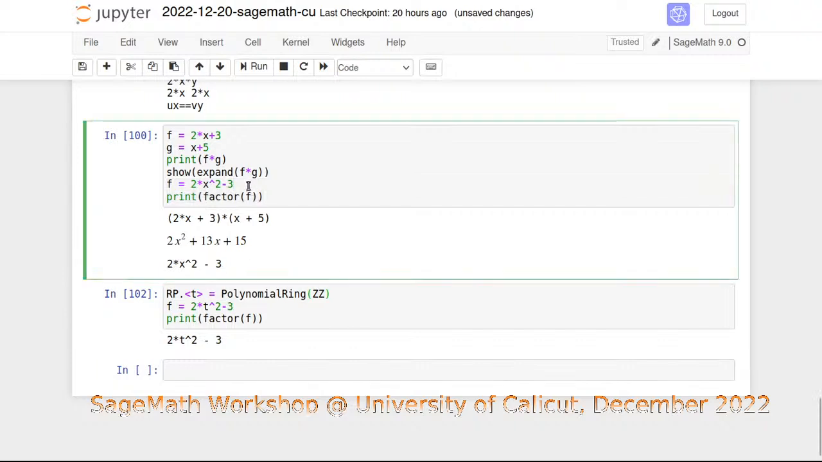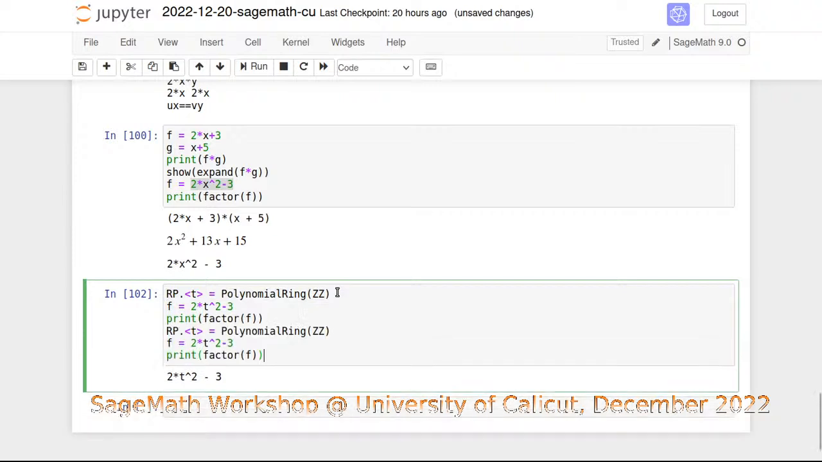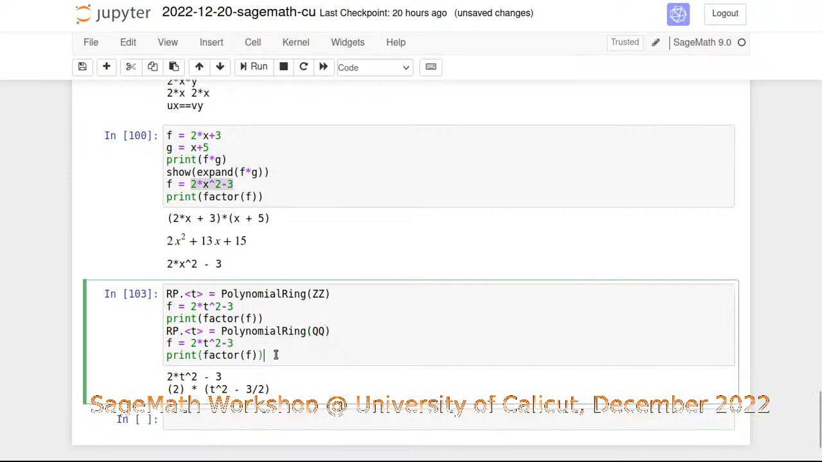So now you can probably guess why the 2x square minus 3 polynomial got factorization as 2x square minus 3 itself, because the coefficients were from the set of whole integers, therefore it assumed it to be a polynomial ring over Z. That's why we got a reply like this. But instead of that, here we changed it to QQ. Let us keep on modifying this example. Polynomial ring over QQ. See that the answer keeps on changing.